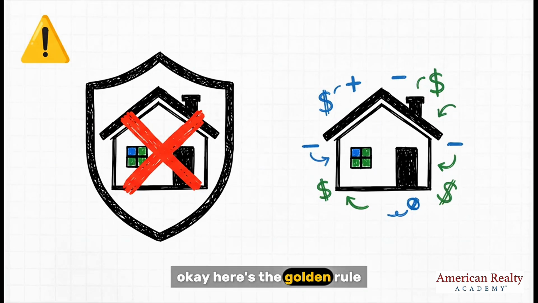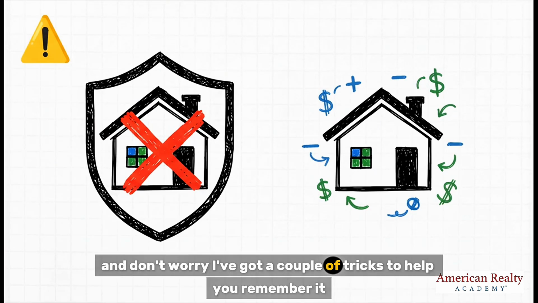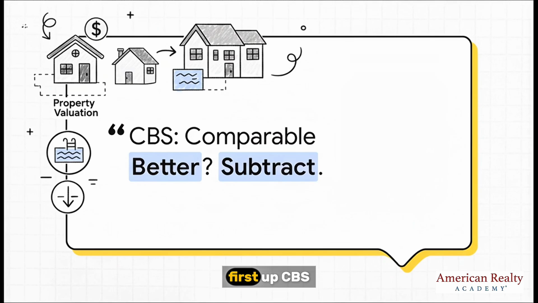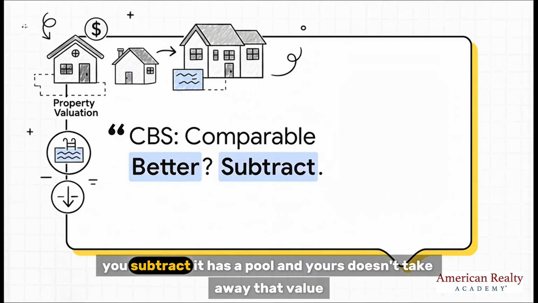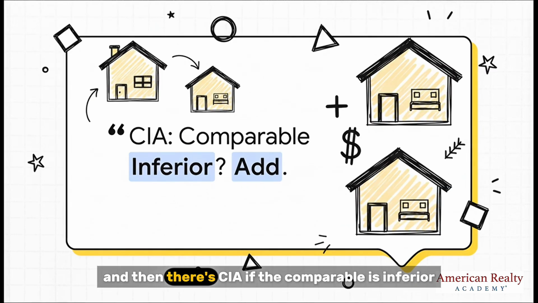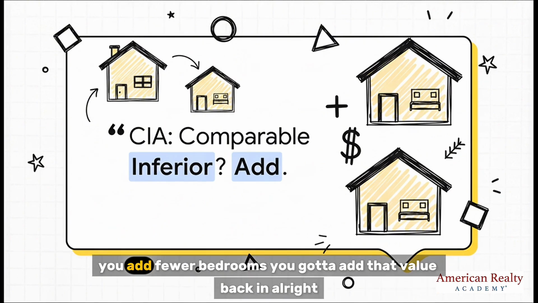Okay, here's the golden rule. And don't worry, I've got a couple of tricks to help you remember it. First up, CBS. If the comparable is better, you subtract. It has a pool and yours doesn't, take away that value. And then there's CIA. If the comparable is inferior, you add. Fewer bedrooms, you've got to add that value back in.